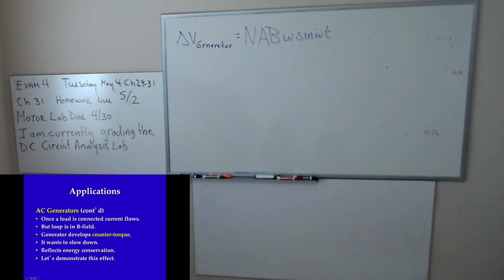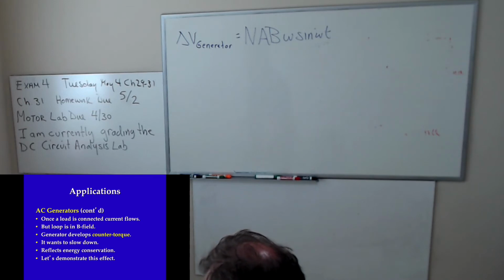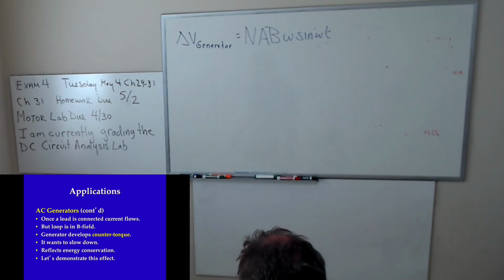Okay, so let me go to, and I think I showed you this slide the other day. Once the load is connected, current flows, and the generator then develops the counter torque. The generator wants to slow down. The fact that the counter torque is developed is really a reflection of conservation of energy. And I just demonstrated the effect for you with the little generators.